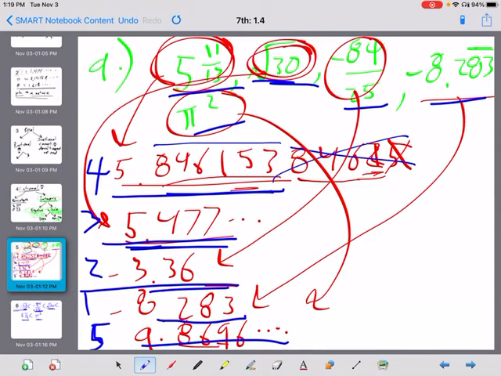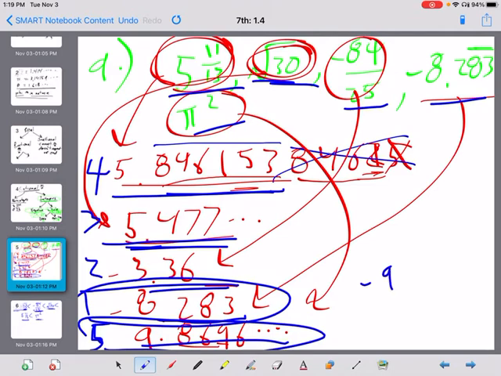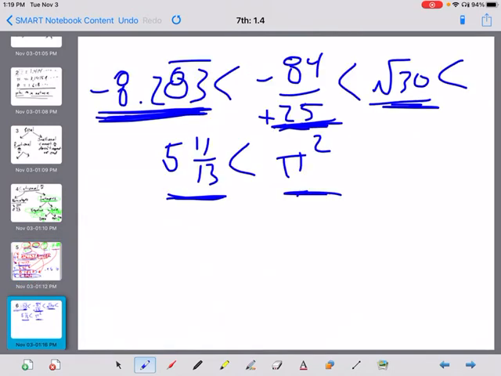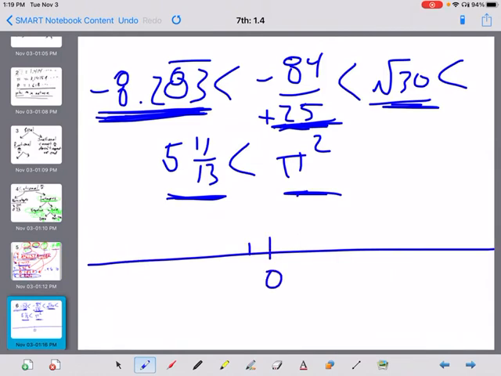Anytime you're drawing your number line, you want to look at your lowest number and your highest number. So our number line should go from -9 to +10. I'm just going to put my number line on here: 0, -1, 2, 3, 4, 5, 6, 7, 8, 9, to +1, 2, 3, 4, 5, 6, 7, 8, 9, 10. So -9 to +10.